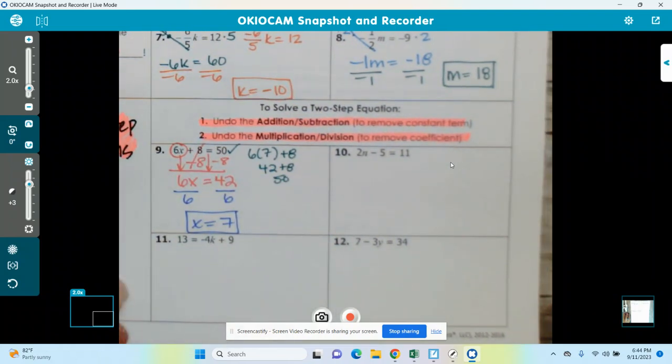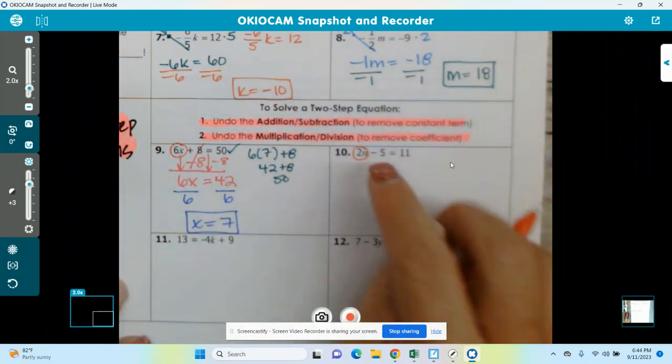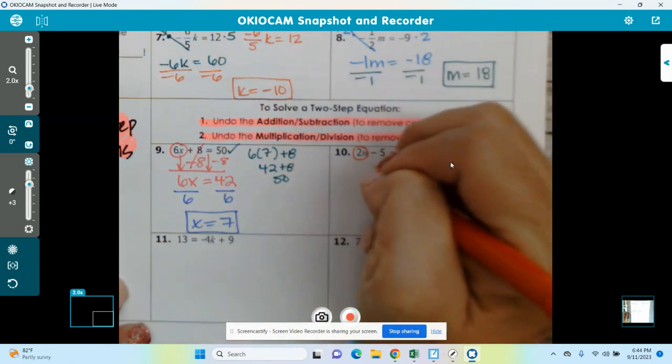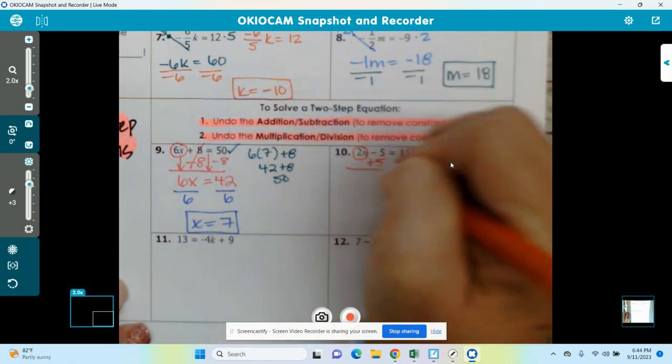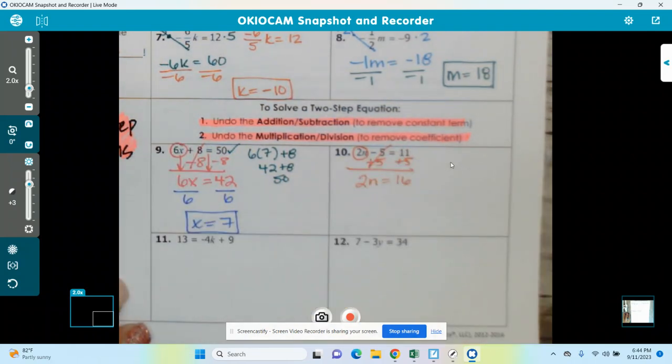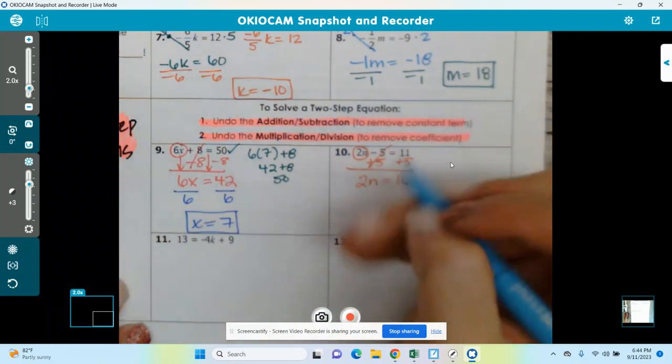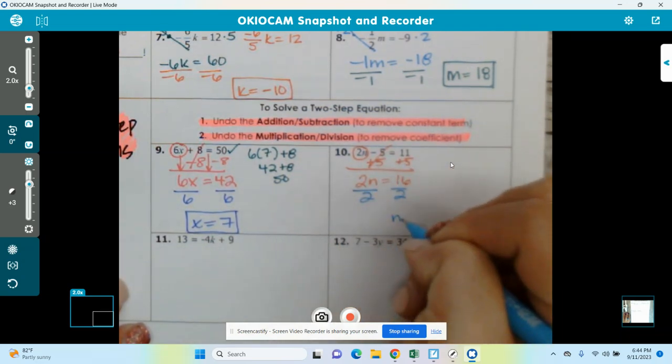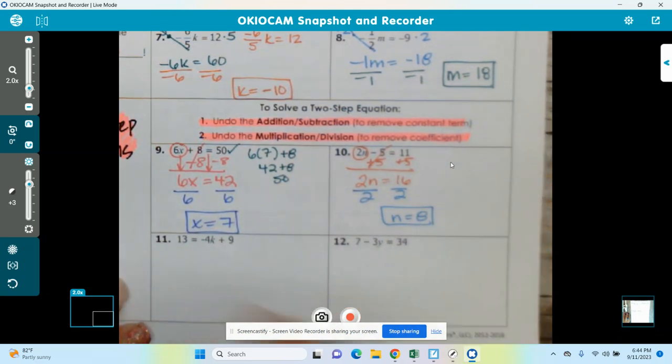All right, so on number 10, here's my variable term again. So they're subtracting 5, so we're going to add 5. And then to get it all by itself, we're going to divide both sides by 2, and n should equal 8.